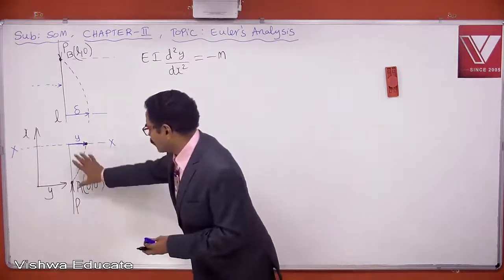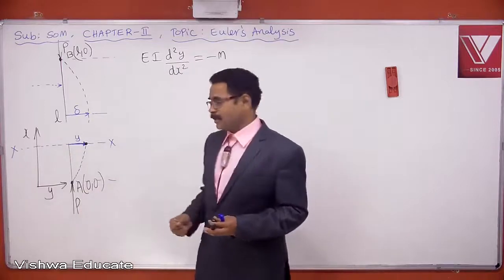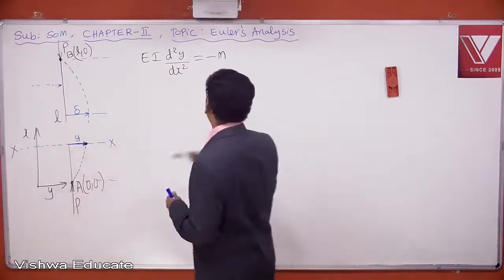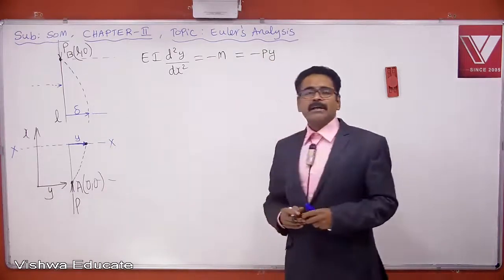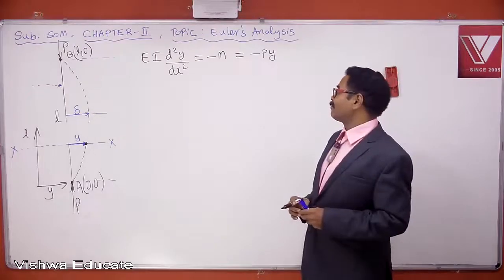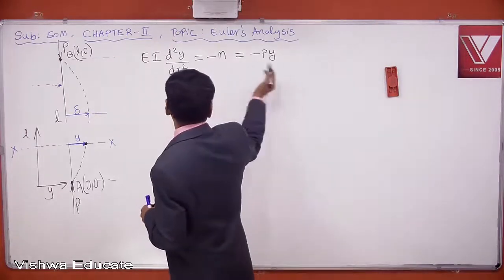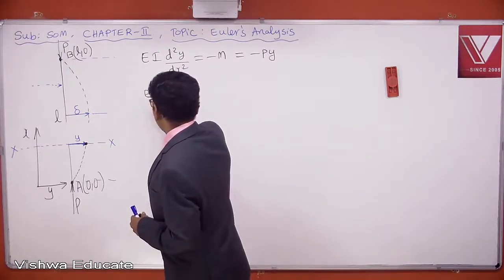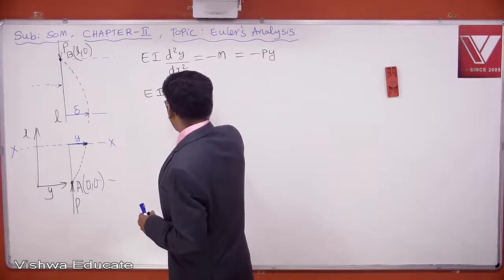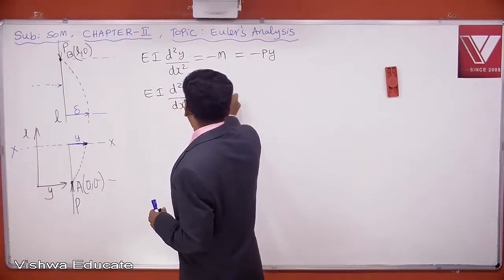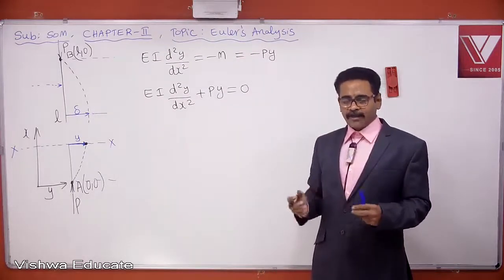Just you have to consider only the bottom section. In the bottom section only one force is acting, that force is P. So P into Y. So this is equal to minus P into Y. EI d square y by dx square is equal to minus P into Y. Then I bring this minus Py to the left side. So this equation becomes EI d square y by dx square plus Py is equal to 0. On bringing minus Py to the left, it becomes plus Py.